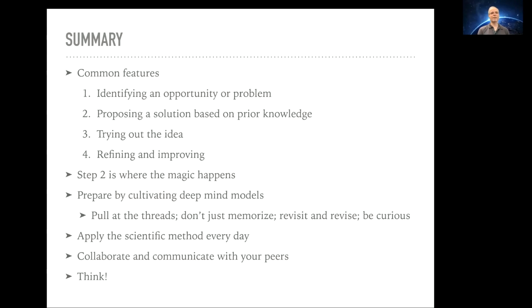So the summary, common features: identifying an opportunity or problem, proposing a solution based on prior knowledge, trying out the idea, prototyping, and then going back to step 1, or step 2 at least, refining and improving that scientific method. Here we go again, right? So step 2 is kind of where the magic happens, proposing a new solution based on prior knowledge. The only way that I know to do that is to prepare by cultivating these deep mind models and spending every day on that and making it proactive, being explicit. I want to make my mind models better. I want to learn your mind models. Don't just let it happen and just think I need to do better. Make it explicit. It's a set of rules.